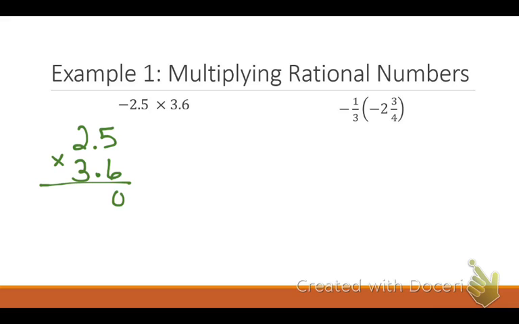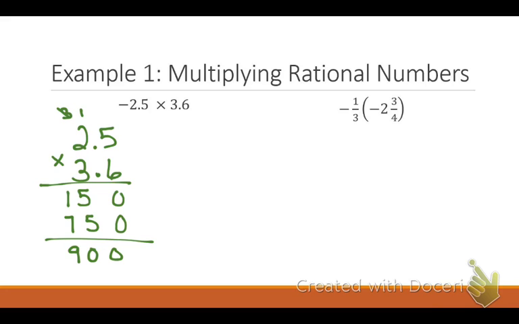5 times 6 is 30. 2 times 6 is 12, plus 3 is 15. What do I need on my second row as a place value holder? Anybody remember that, Elijah? A 0, okay? And now I can multiply. 3 times 5 is 15. And 3 times 2 is 6, plus my 1 is 7. Now I can add these together, and my answer is 900, right? Is my answer 900?